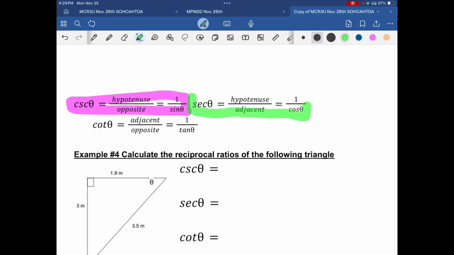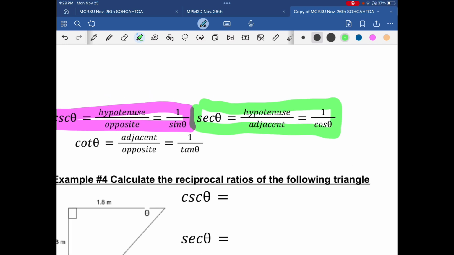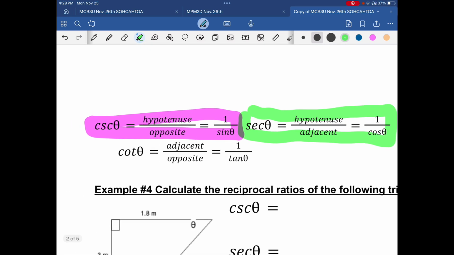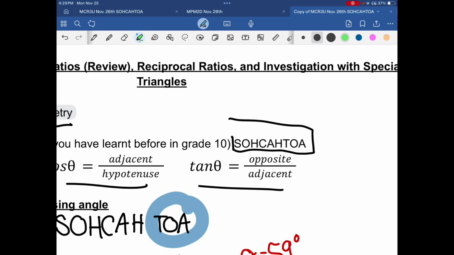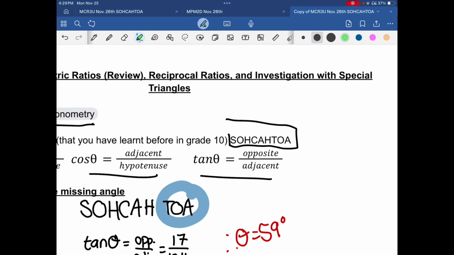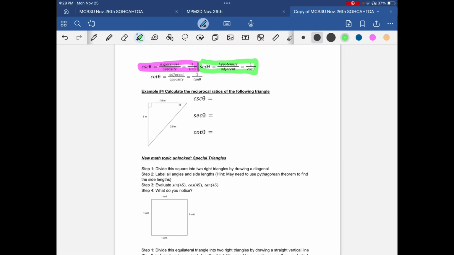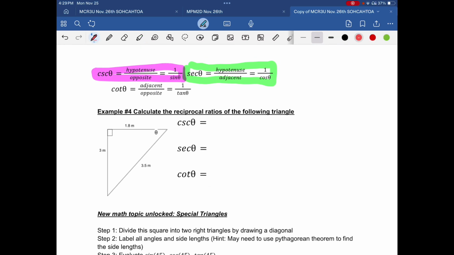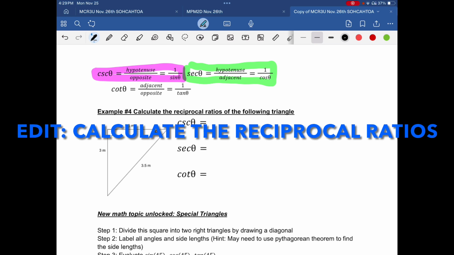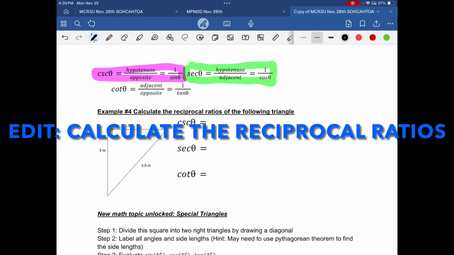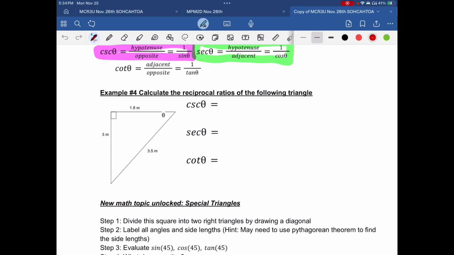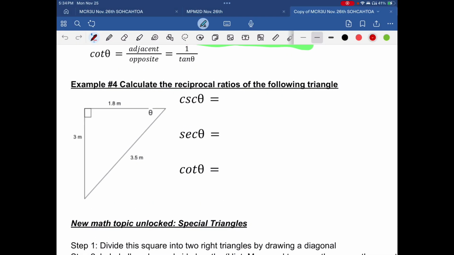Then the last reciprocal ratio is cotangent, which is adjacent over opposite, which is literally just the reciprocal of tangent, and tangent is opposite over adjacent. Okay, so now for this next example, I want you to calculate the reciprocal ratios of the following triangle. So I'll give you time to do that. I'll probably put like a 5-minute timer on. So we'll calculate the reciprocal ratios of the following triangles.